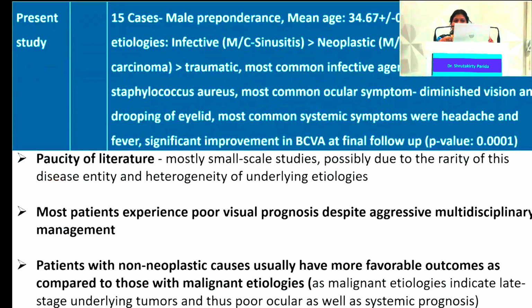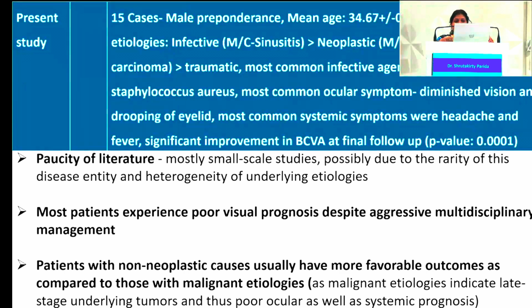But in our present study, there was a male preponderance. The mean age was 34.67 plus minus 0.38 years. Most common etiology was infective, followed by neoplastic, and the most common agent isolated was staph aureus. The most common ocular symptoms were diminished vision with drooping of the eyelid, and headache and fever were the most common systemic symptoms. As there was the infective etiology followed by traumatic, most commonly seen in our study, there was a significant improvement in the final follow-up with a p-value for BCVA of 0.0001.